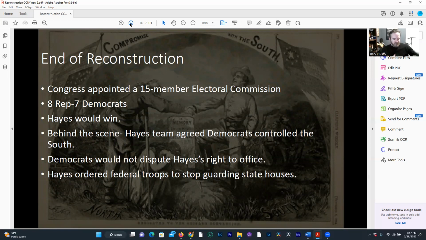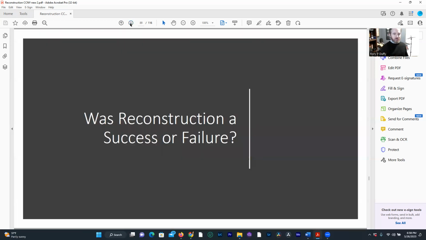So Hayes will take office, the Democrats will take control of the southern states, and Hayes would order federal troops to start guarding state houses. Now, he doesn't order the federal troops back to the North, he really just orders them back to their local bases. And so we kind of look at it as the end of Reconstruction. So was Reconstruction a success or failure?